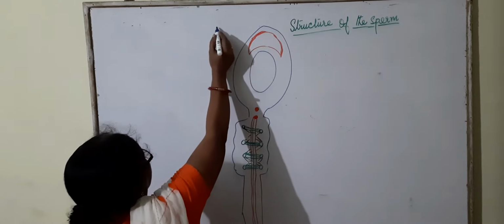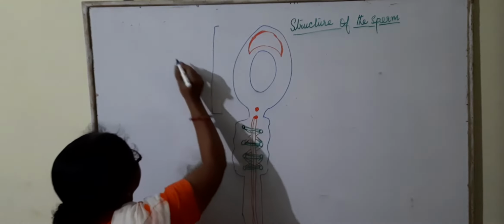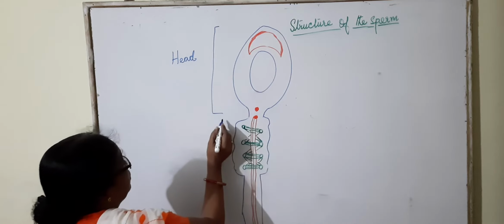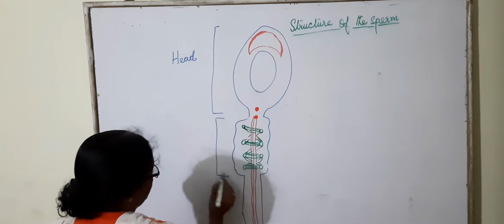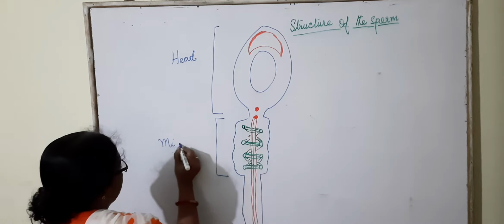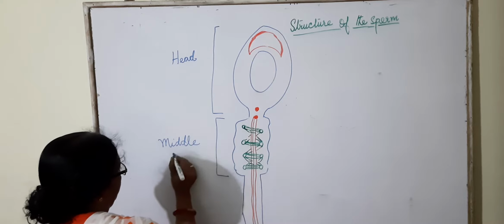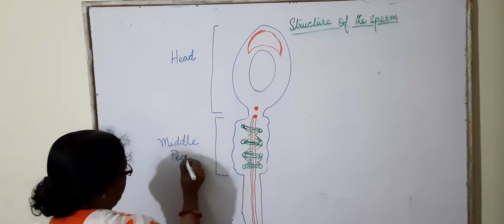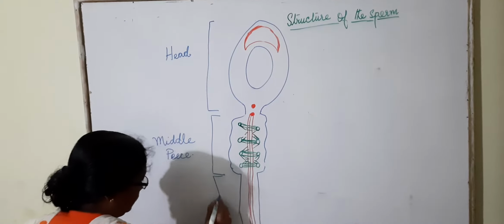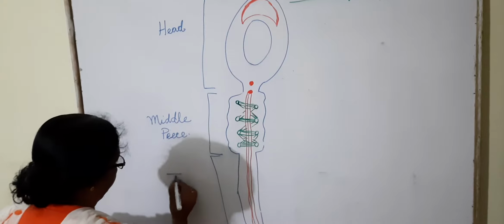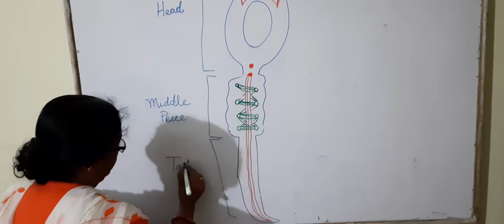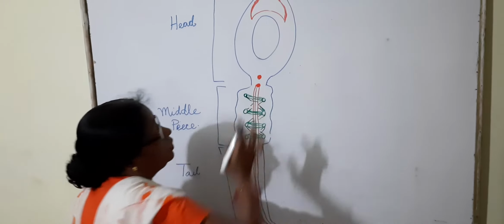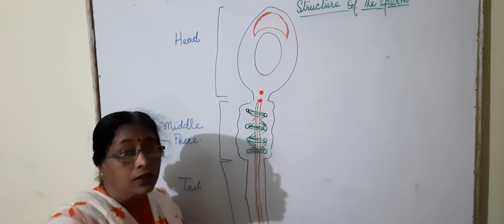The head, this is the head region. Then this is the middle region or the middle piece, and this is the tail, which is flagellum like. Now the head is conical in shape, a little conical in shape.